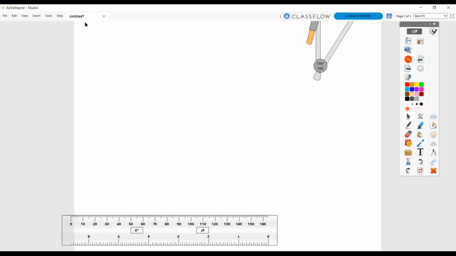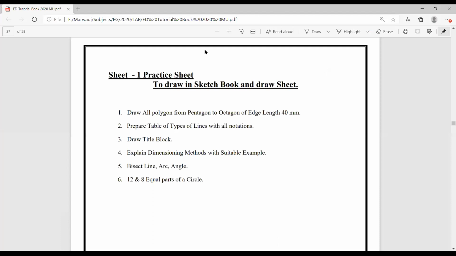Okay, because this is the term work and it contains your marks. Okay, internal marks. So I'm just moving back to the tutorial book again.